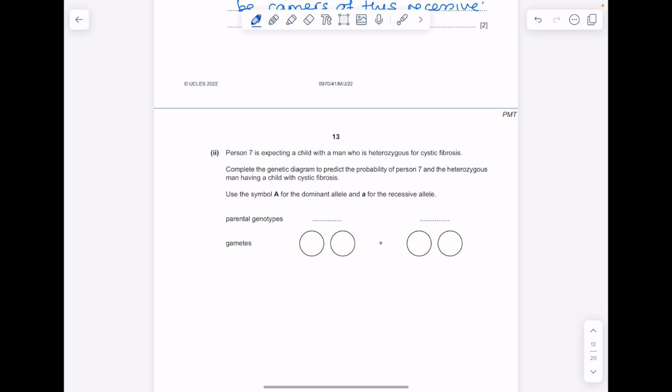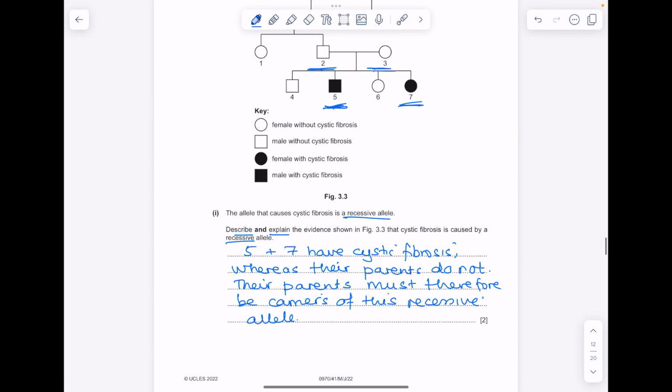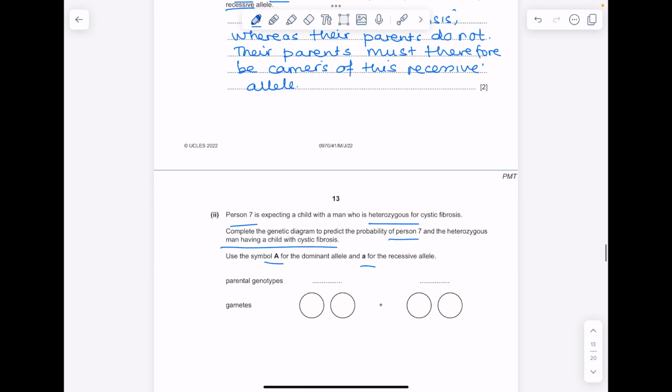Person 7 is expecting a child with a man who's heterozygous for cystic fibrosis. Complete the genetic diagram to predict the probability of person 7 and the man having a child with cystic fibrosis. Use these letters for the alleles. So person 7, okay, that's a female with cystic fibrosis. We know that it's a recessive disease, so by definition, her genotype must be lowercase a, lowercase a.